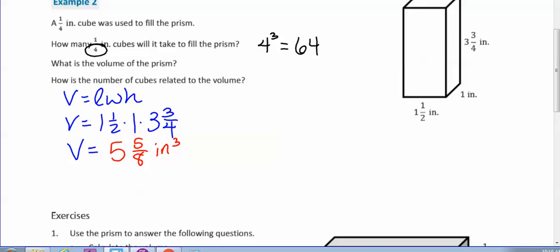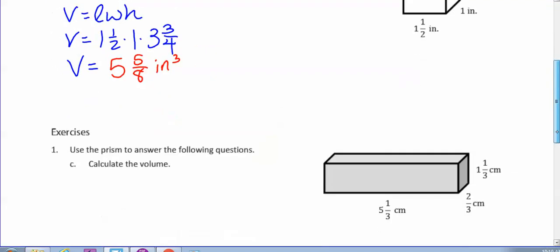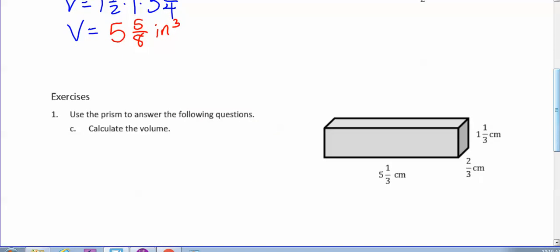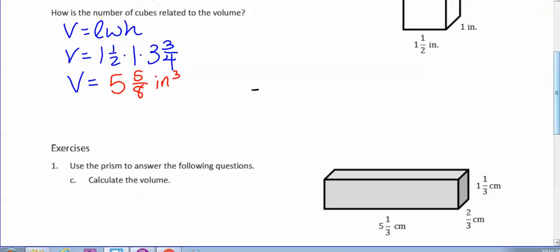So we're going to take, okay, well, we're going to do that over here. So 5 5/8 times 64. That's going to tell us how many 1/4 by 1/4 by 1/4 inch cubes it'll take to fill this thing. You guys should have gotten what? 360, very good. If you're having trouble getting that, please raise your hand, I'll help you. All right, I'll be right over.